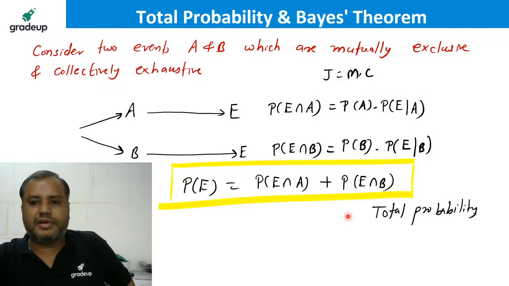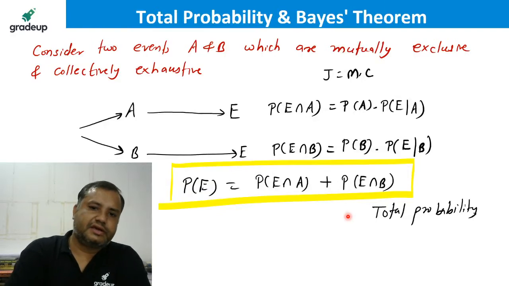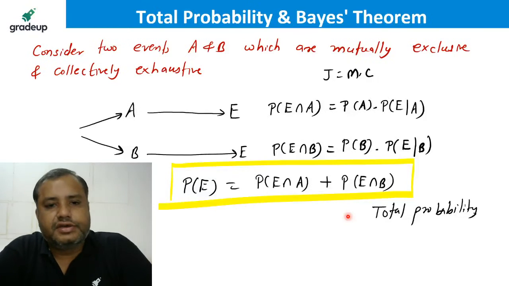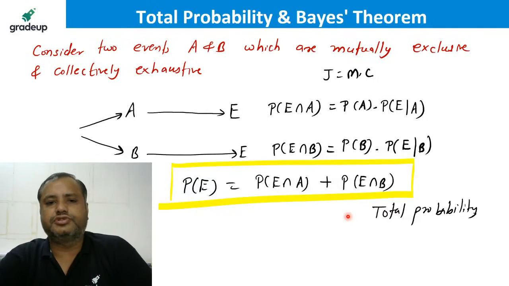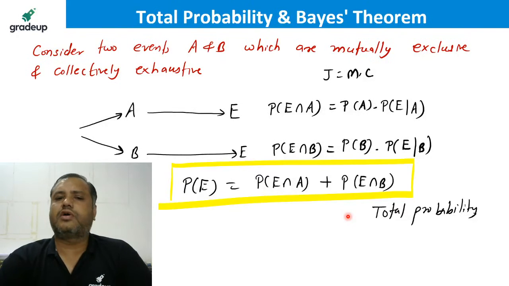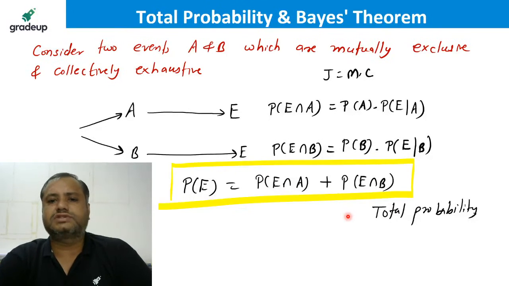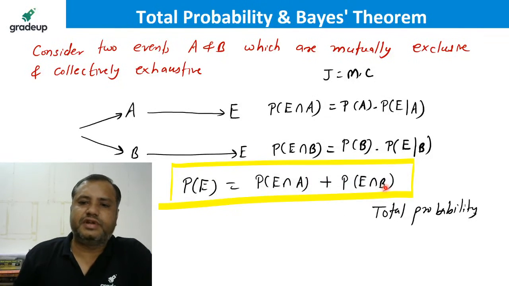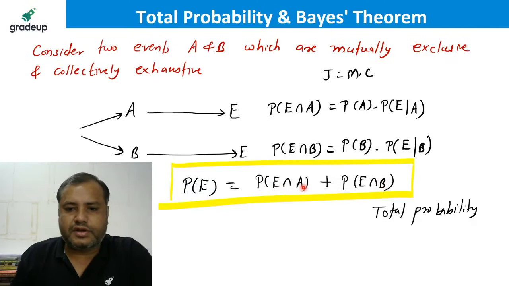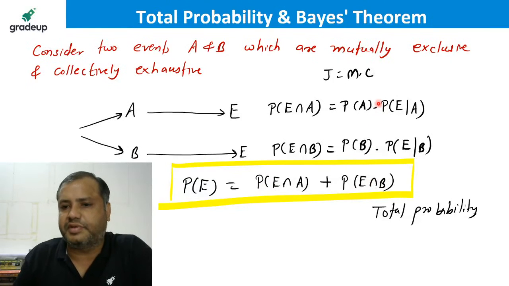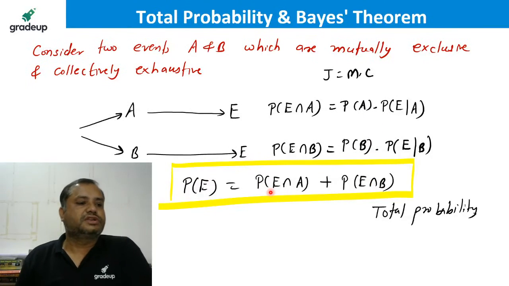So what is total probability? Total probability can be defined as a case where you have two events A and B which are mutually exclusive and collectively exhaustive. There is another event E which can occur either with the help of A or with the help of B. Then the probability of occurrence of event E is given by P of E intersection A plus P of E intersection B. And you can further write the expansion of P of E intersection A and P of E intersection B from these expressions. Okay, this is total probability.